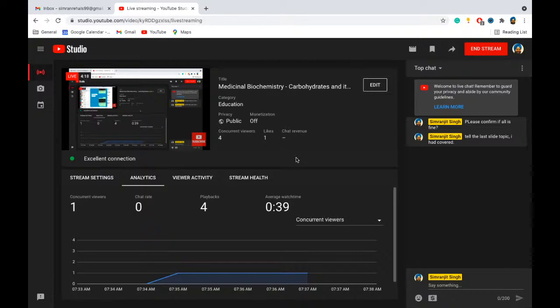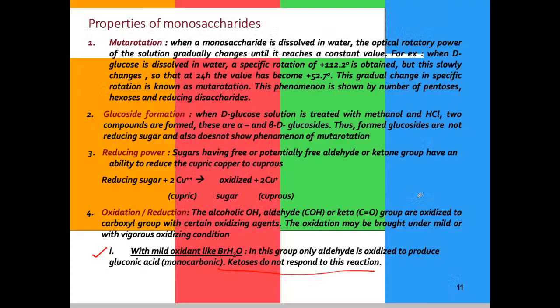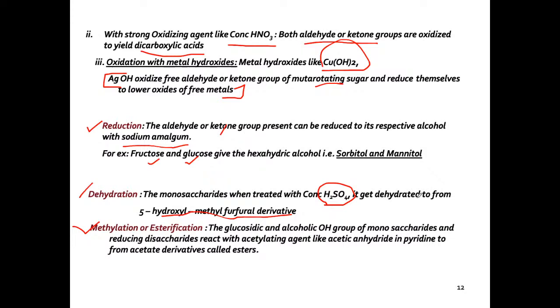Okay, we start now. So we did this last part with oxidation and reduction. So let's talk about another type of its types. I think my lecture got stopped at the 12th slide. So with strong oxidizing agents like nitric acid, both the aldehyde and ketone groups are oxidized to yield dicarboxylic acid.